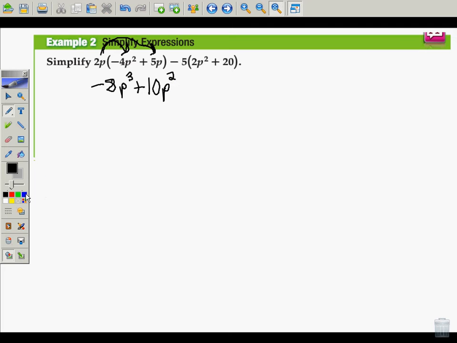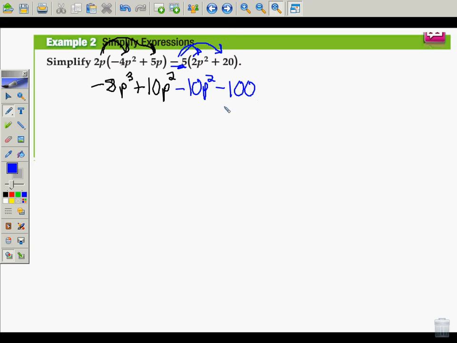Then I've got to distribute in the second one. Remember, don't ignore the sign in front of the 5. We've got this negative 5 that we're distributing. So I've got negative 5 times the quantity of 2p squared plus 20. So the first thing I do is I take negative 5 and multiply it by 2p squared. That gives me negative 10p squared. And then I take negative 5 times positive 20. That gives me negative 100. Just distributing this negative 5.